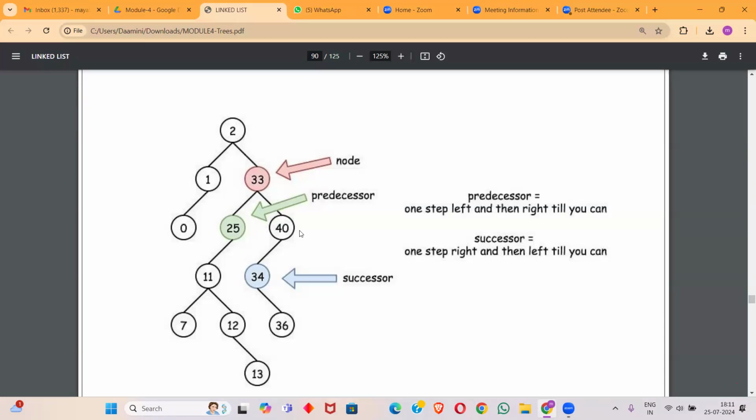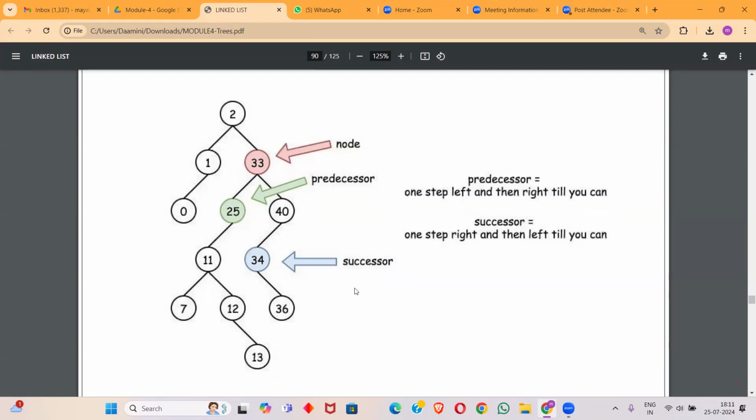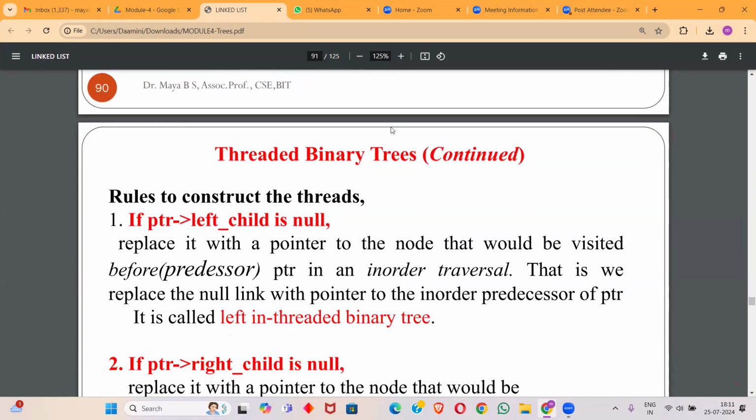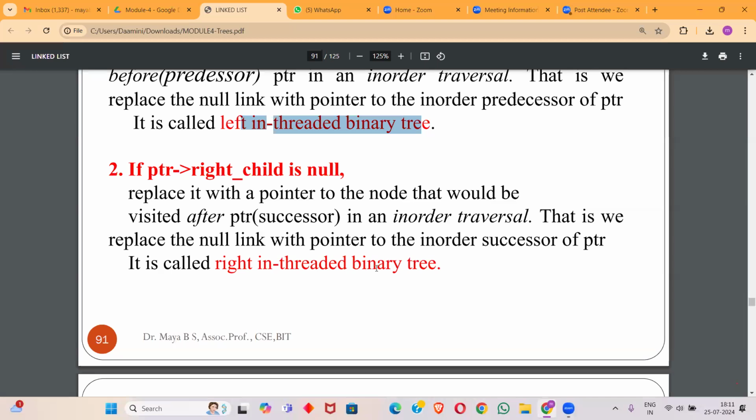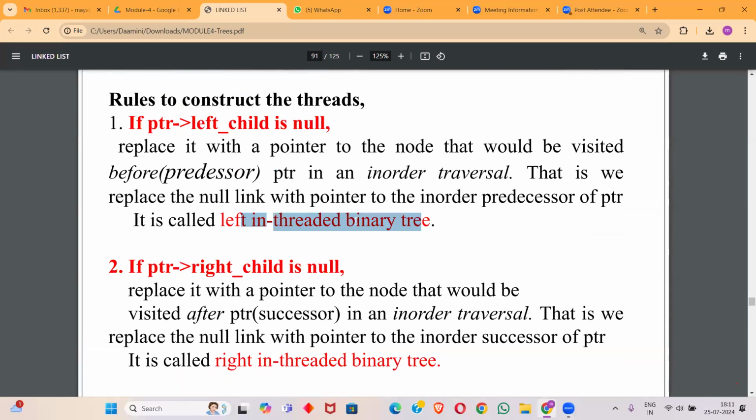So the successor of that node is one step right, then left. We call it a successor because we are using the concepts of successor and predecessor. Whenever I need to construct a threaded binary tree, I should use the fact that the left side is null or the right side is null. So there are two types of threaded binary tree: one we call the left in-threaded binary tree, and the other the right in-threaded binary tree. So what is an in-threaded binary tree?